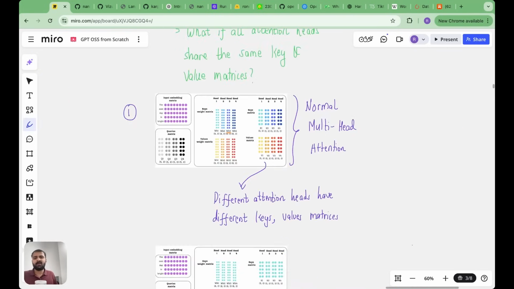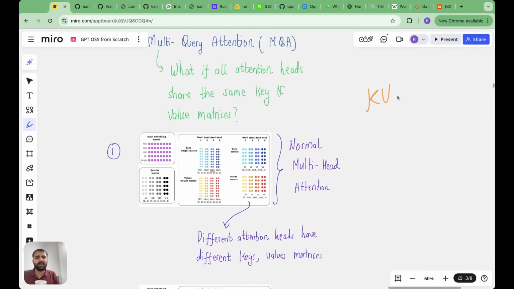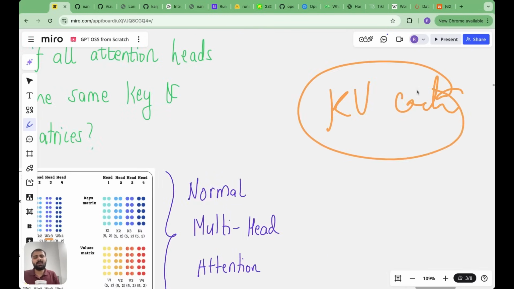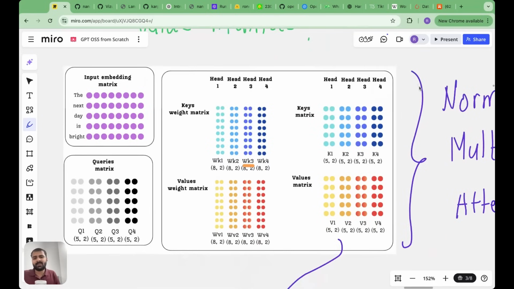So people figured out something which is called the key value cache. What key value cache essentially means is that instead of calculating the keys and the values every single time, you maintain a cache and you store the keys and the values you have computed for the previous tokens which were inferred. So whenever a new token is inferred, you just take the previous keys and the values which have been stored. So the number of computations during inference reduce, right?